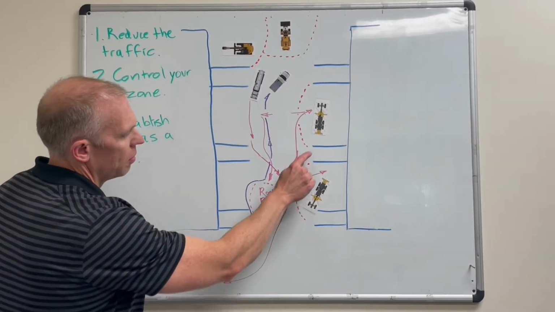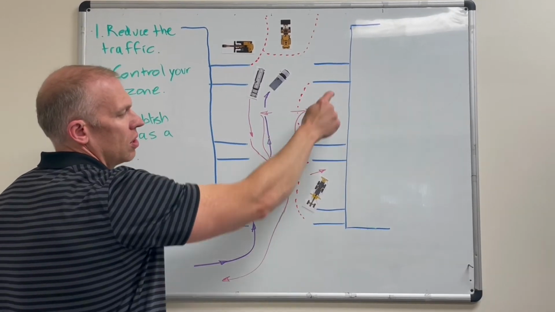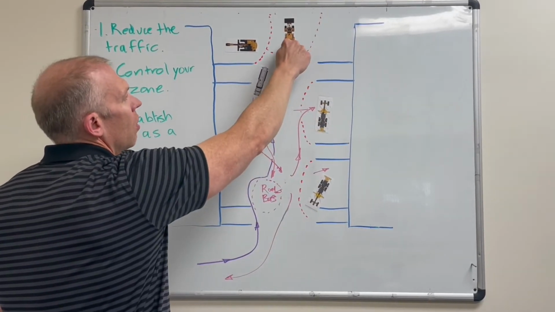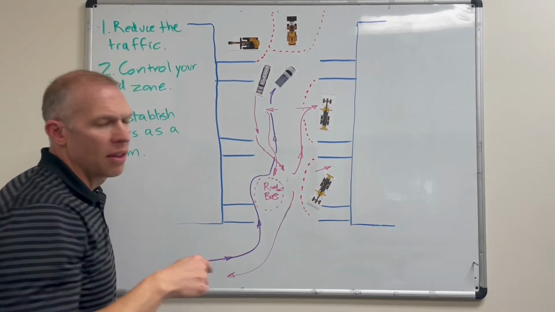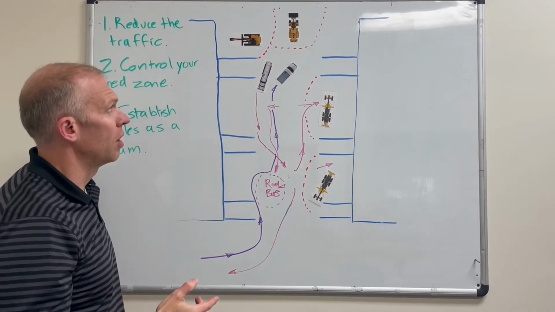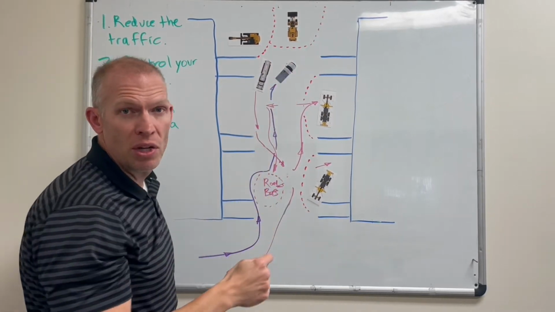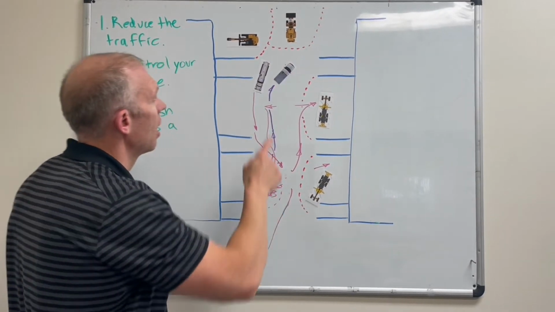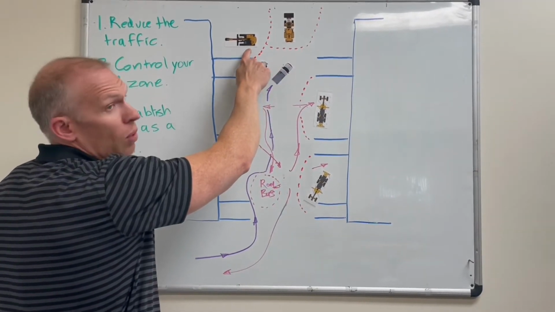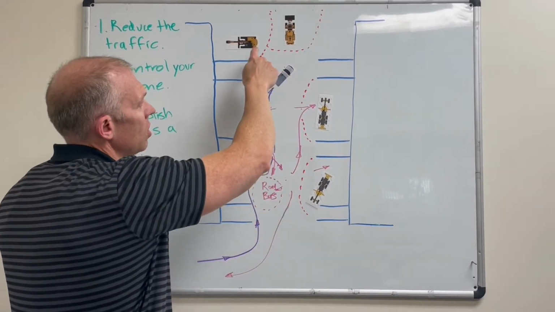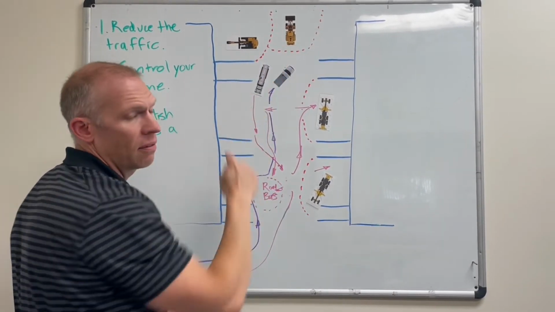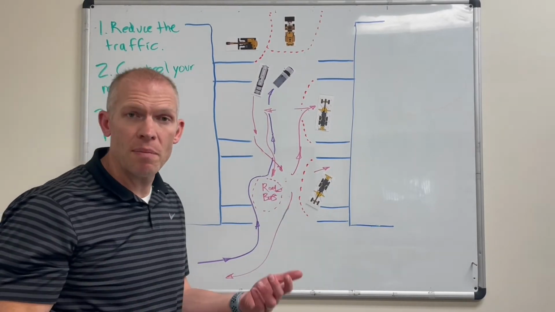So here I've drawn some red lines for the red zones for these graders, for the loader, and for the track hoe. There's a couple of ways to establish a red zone. Number one, you can do it by communication, letting them know what you're going to be doing and not to get behind them. Another one, and we actually discussed this on site, especially with the track hoe, you could create physical barriers as well, which is even better than communicating.